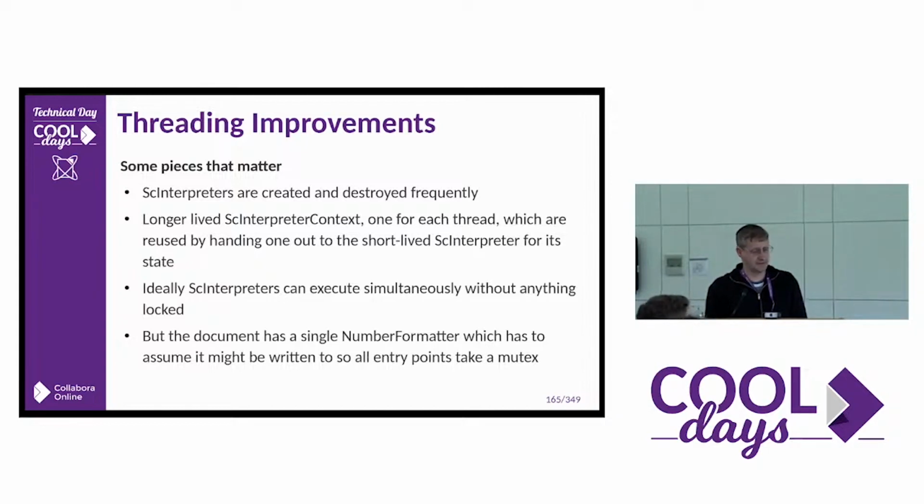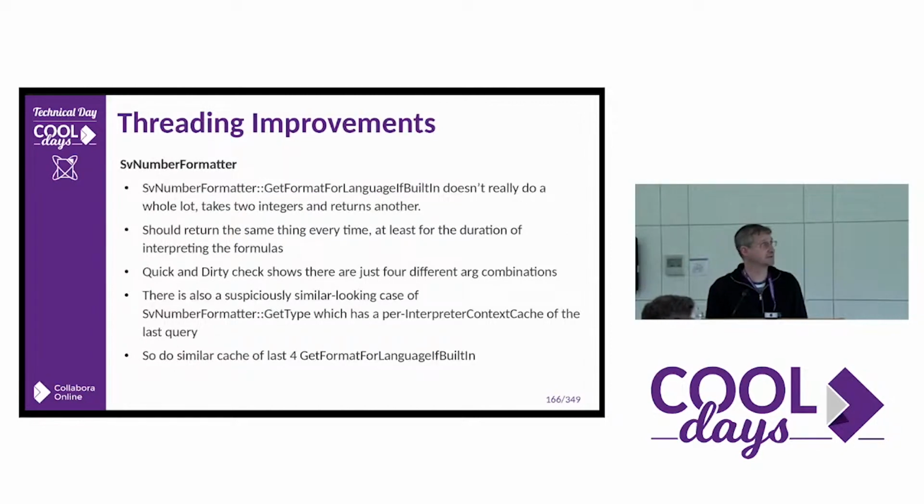But we've got a single number formatter, a single one per document, and all of the cells may reference this number formatter. It has to assume that multiple things may write to it, multiple things may read from it, and it has to take a lock if you want to read or write anything to it. So that's our shared thing that is the problem. But it doesn't actually do a whole lot, this get format thing. It just takes two numbers and returns another one. Hopefully, we're assuming to start off with that it should return the same thing each time, or at least for the duration of interpreting the formulas, which is the bit that we're interested in.